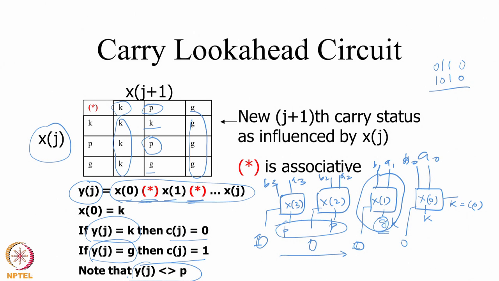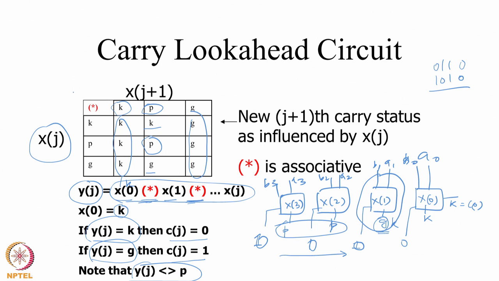Why? Because we know that x0 is kill, so this is always kill. So the kill with anything else, when I go on, will end up with kill unless I see a g there. So at the end your yj will never be a propagate.